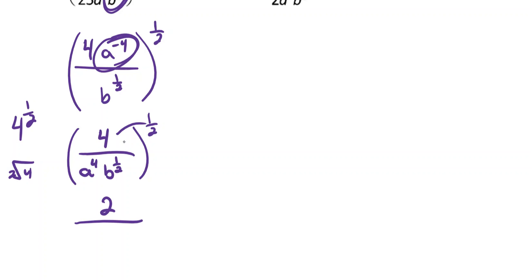a to the power of 4 to the power of 1/2 is 4 times 1/2. What is 4 times 1/2? 2. Right? Because that'd be like 4 over 1, that'd be 4 over 2, and then 2. Fractions. Okay, so that'd be the same thing as a to the power of 2.